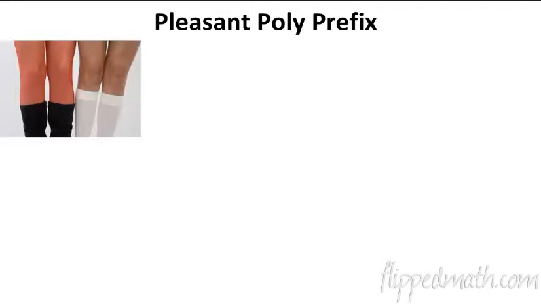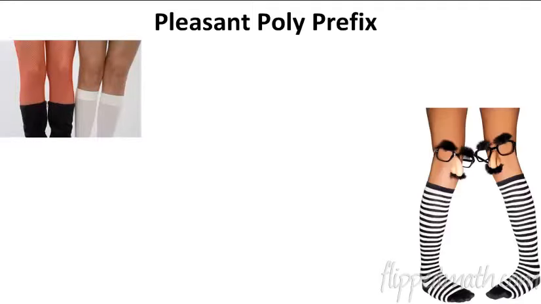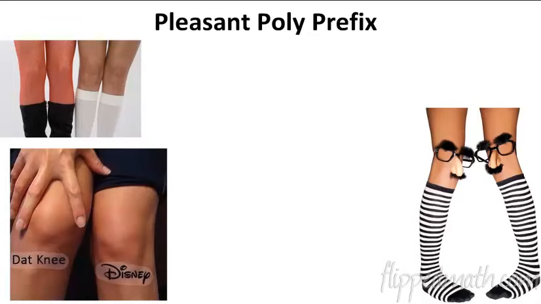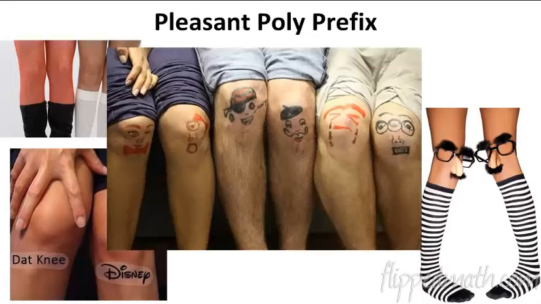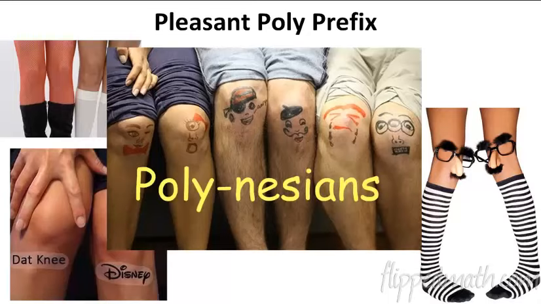And now it's time for a pleasant polyprefix. What happens when you have a bunch of people with knees that are all over the place, and when you put them all together, people with knees, you get Polynesians. Aren't you glad you're watching this lesson? You're getting so smart with all these cool words.